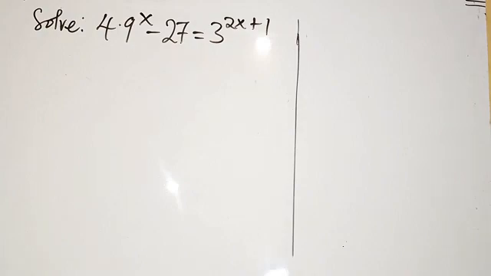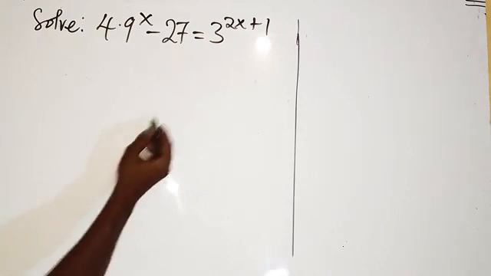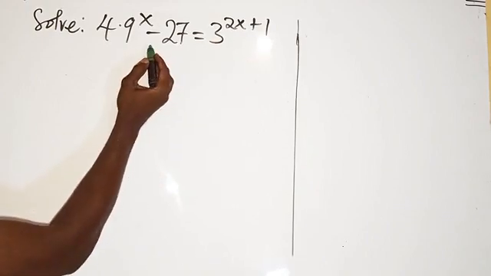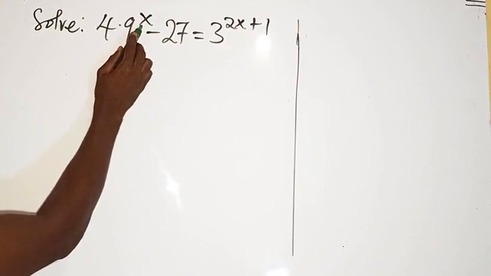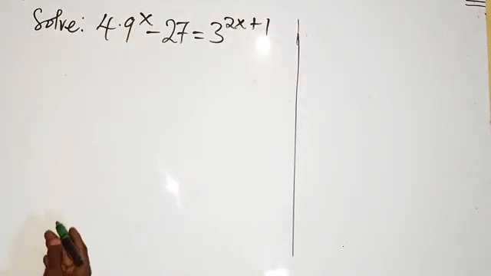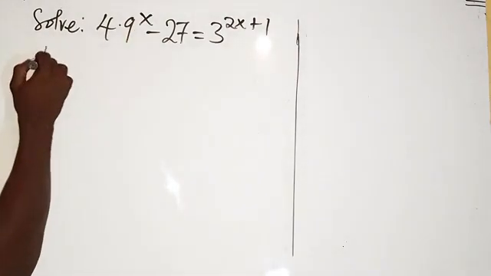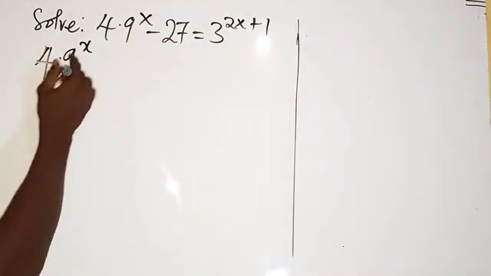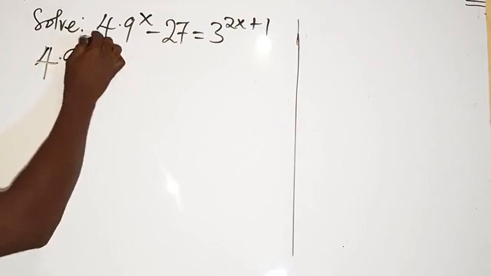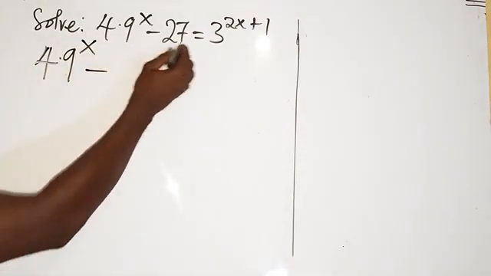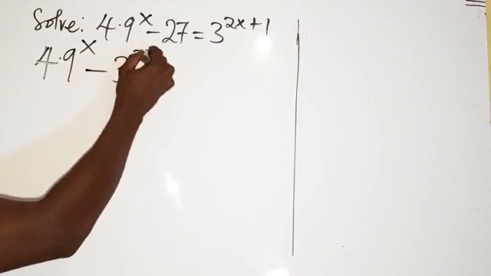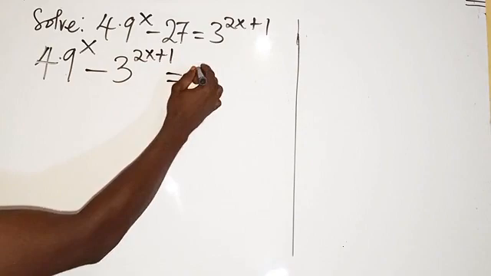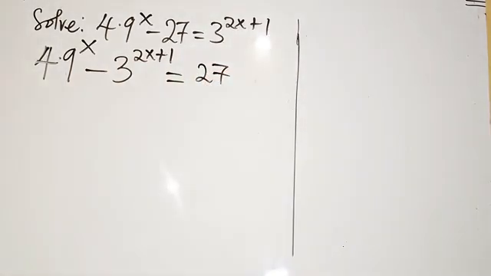So therefore what we can do is rearrange this by taking everything on the right hand side to this side, because we can find the value of x by just collecting the like terms, right? So we have 4 times 9 to the power x, then minus 3 to the power 2x plus 1, then I send the 27 to the other side.